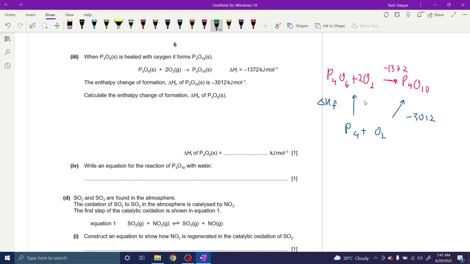So just follow the arrows. You either have a direct route from P4 plus O2 to P4O10, or you can take the detour using these two arrows, right? So we can say HF minus 1372 is equal to minus 3012. If you solve this, you end up with minus 1640. That's all.